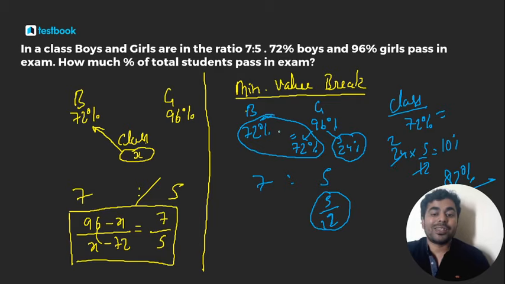So this is a very fast approach, right? 72%, 72%. What we do is choose the minimum value. Out of boys and girls, the minimum value was 72%. We broke the greater value into the minimum value plus extra. So 72% of this and 72% of this gives a 72% class passing percentage, and this 24% will impact the total class according to its strength. So 24 into 5/12, the strength, is 10. So 72 plus 10 is 82%. This is a very fast approach.